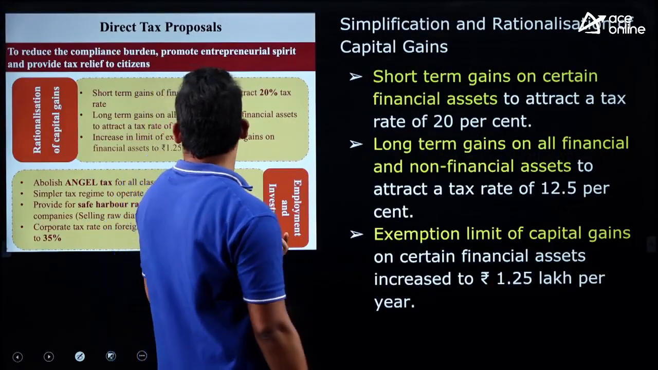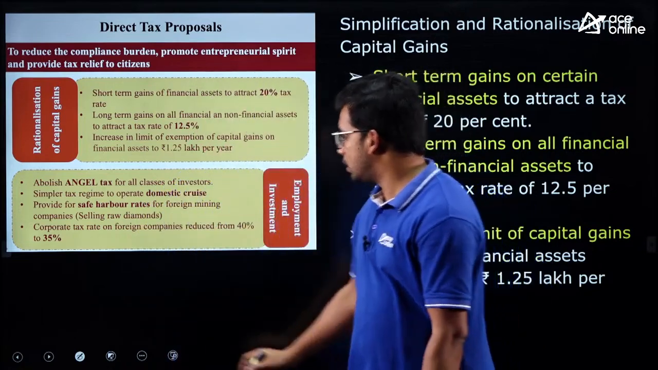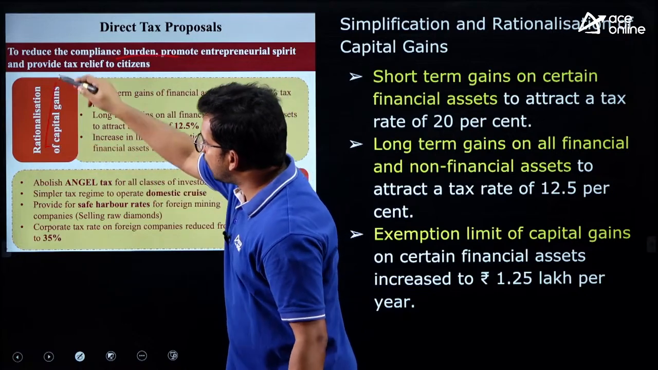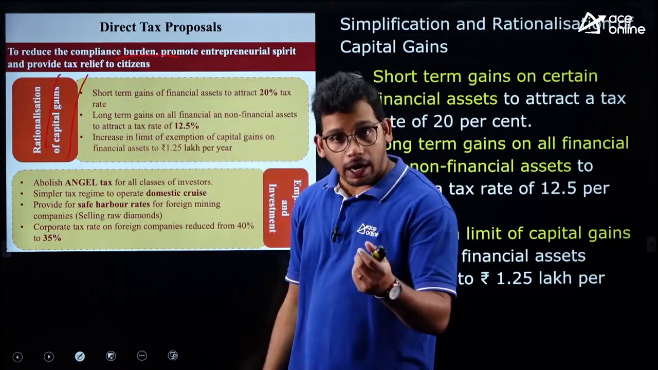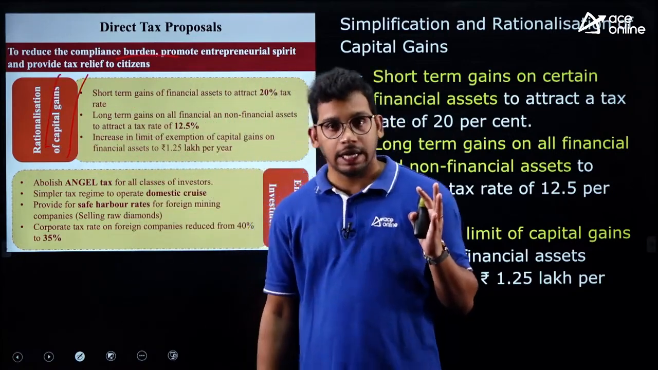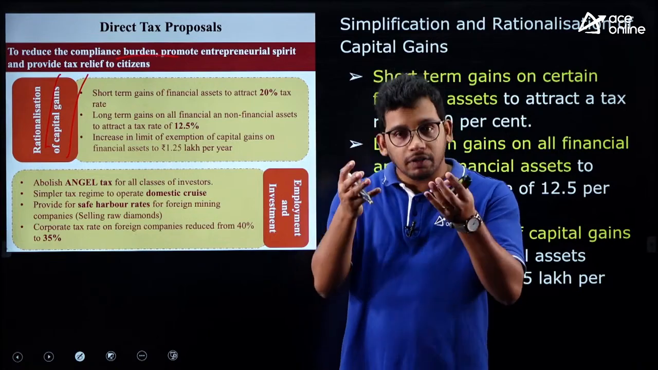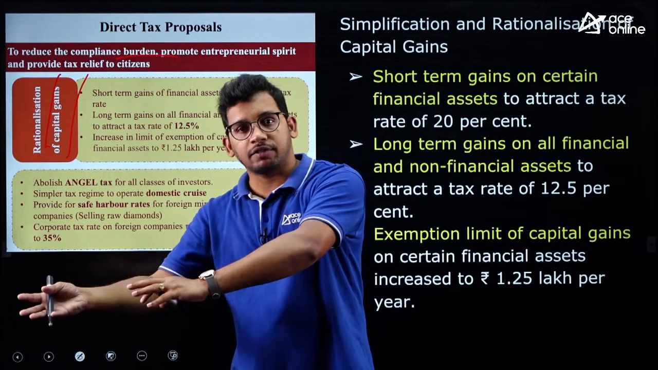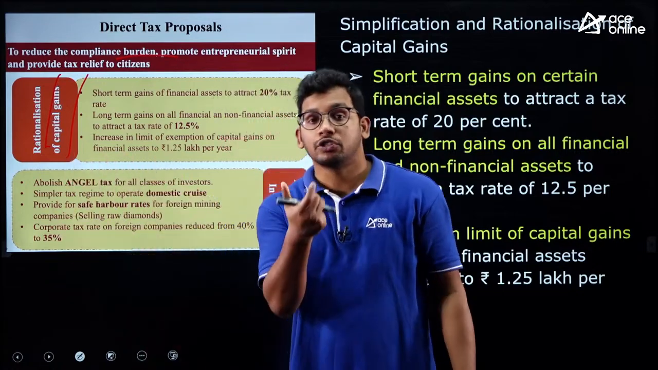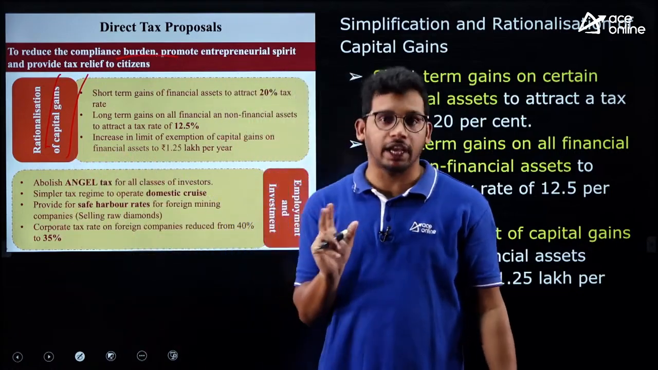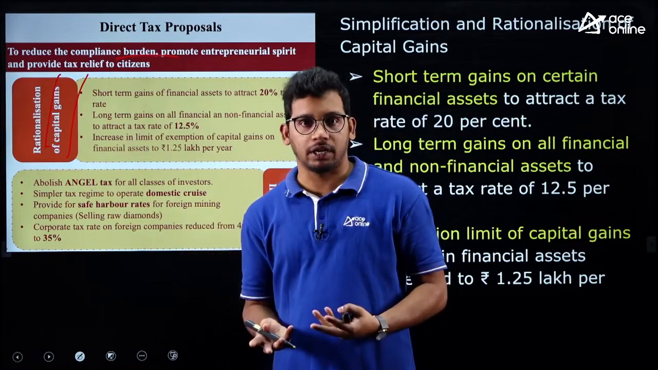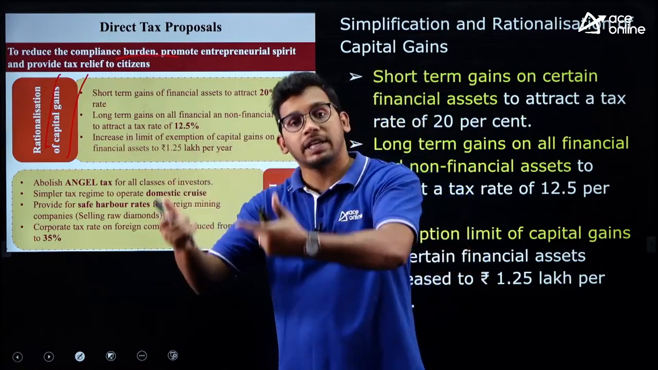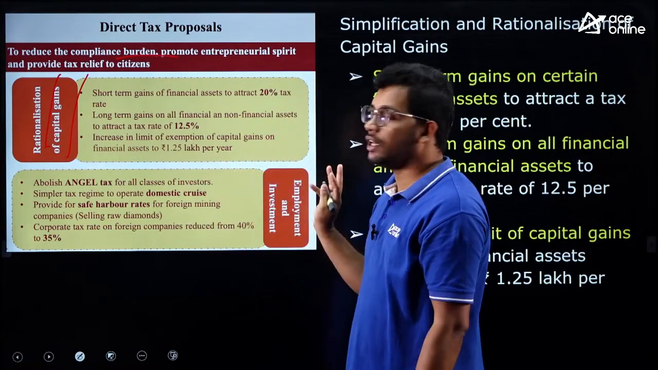Now what else is there? Yes, we have one more important thing here about the compliance burden and all, rationalizing the capital gains. Understand what is capital gains. Capital gains means whatever the asset, for example I have bought a flat for 1 crore, I have sold it after few months for 1.5 crore. So 0.5 crore here, 50 lakhs is my gain after selling my property. That is called as the capital gain tax. Whatever the profit that you have generated by selling your asset is called as a capital gain tax.